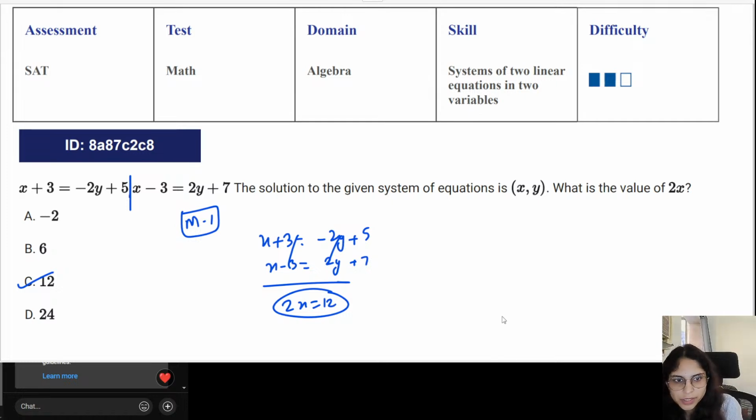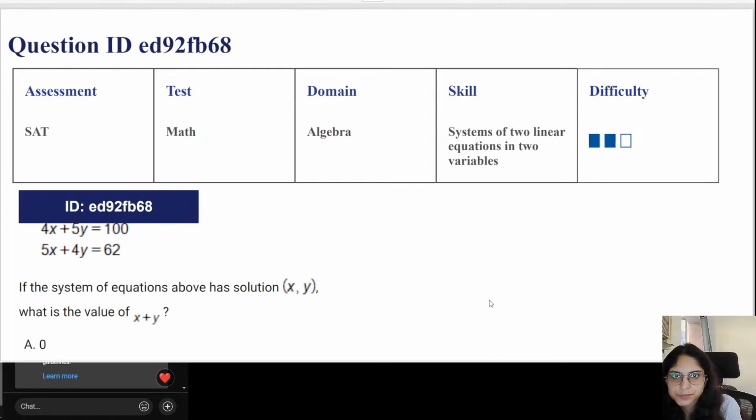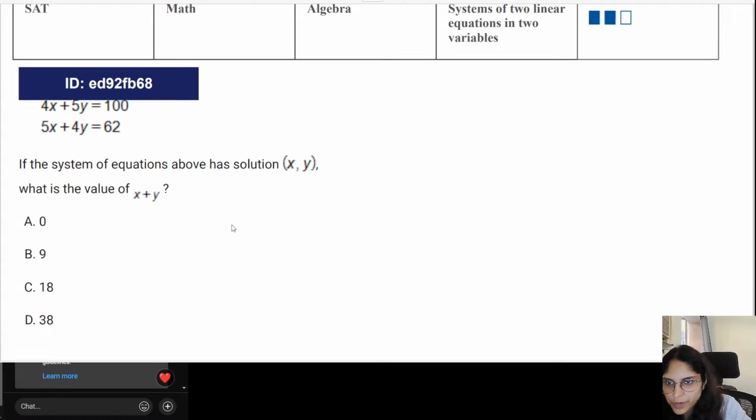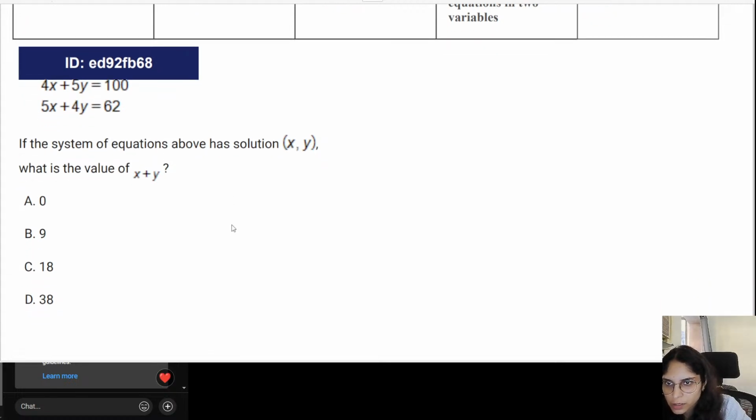Next is question number 23. So what is the value of x plus y? Yeah, over here addition, yeah. So again, we'll see if we can add or subtract. So you want x plus y. So if you're subtracting, you will get negative x plus y. So that is not what we want. Subtraction is not going to work. So again, we are going to add.